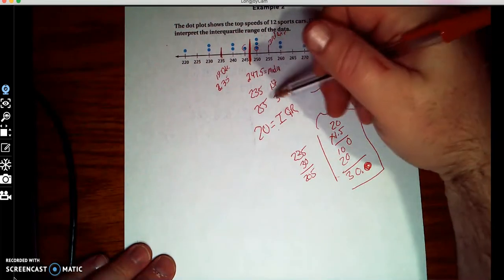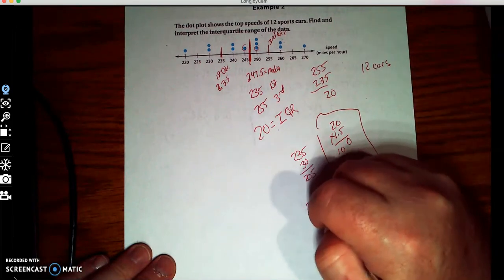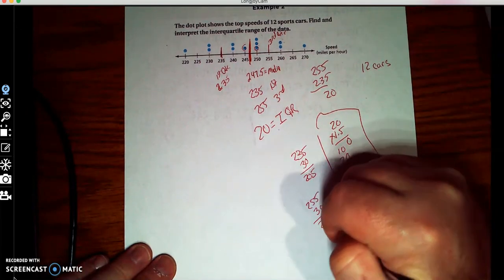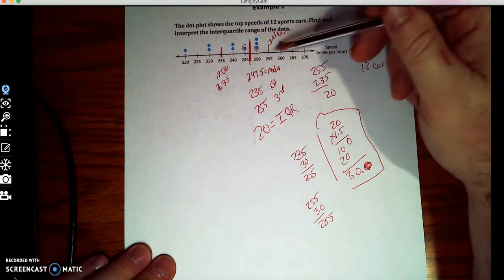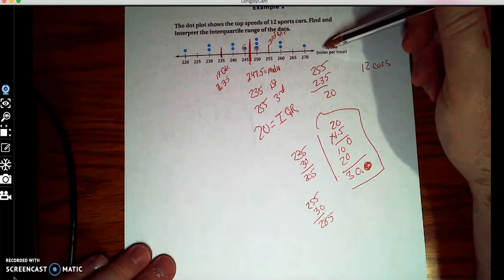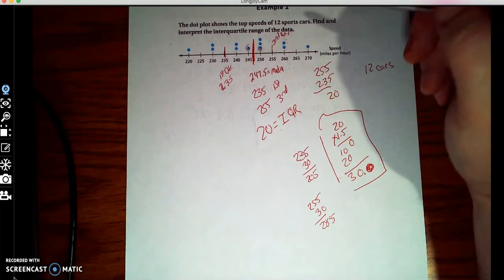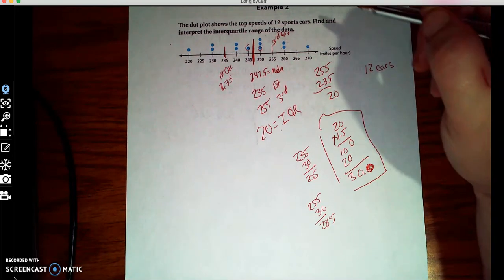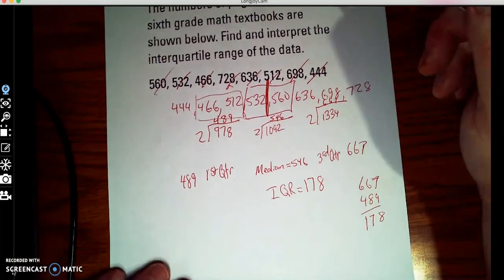So what's our third quartile for this one? 255 plus 30 equals 285. Any number past 285 would be considered an outlier. Do we have any outliers? No, not for this one. Let's go ahead and see if we have any outliers for this example.